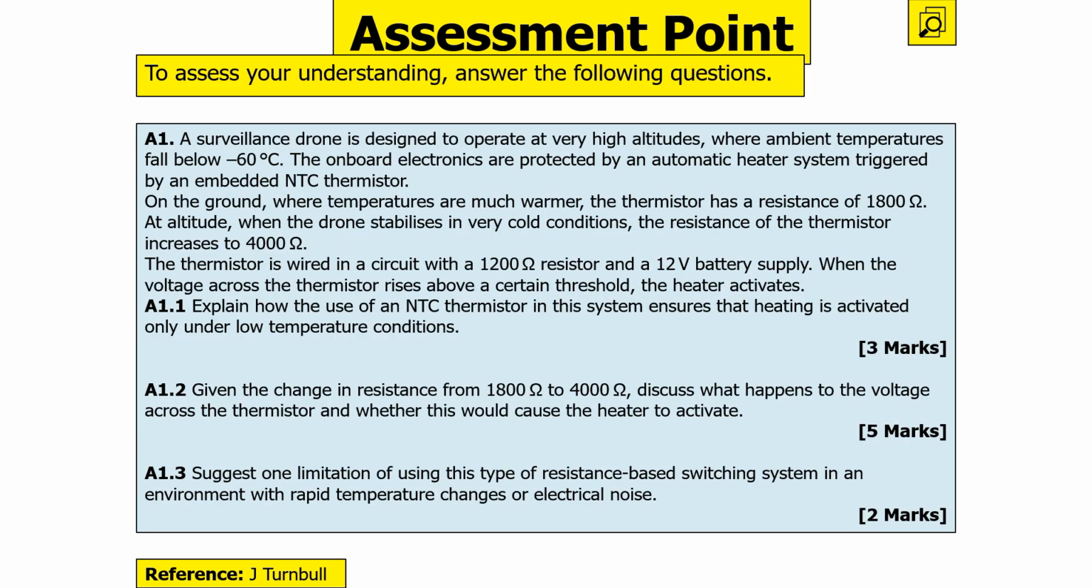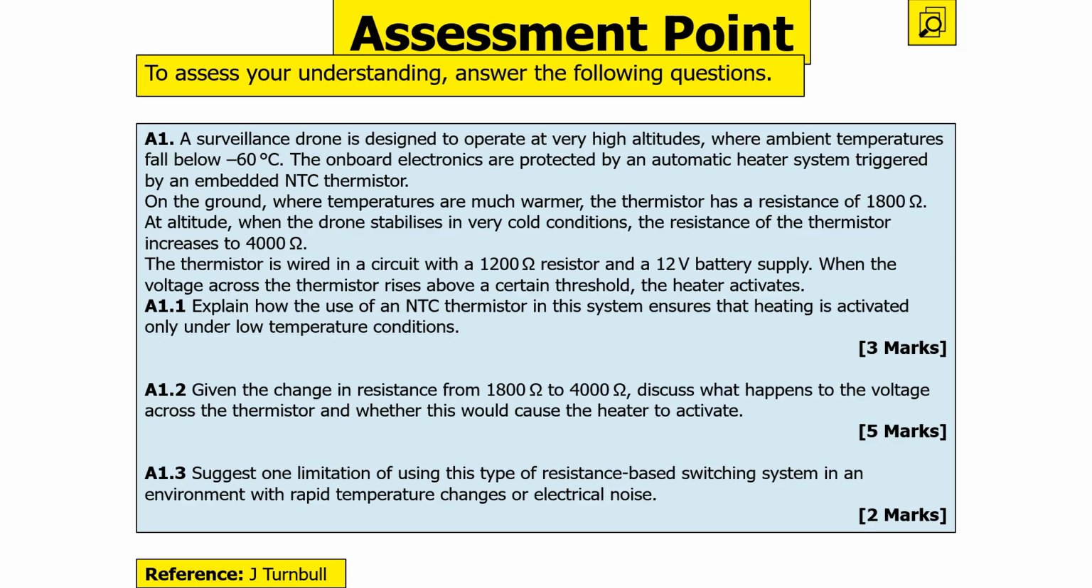So the next question says, a surveillance drone is designed to operate at very high altitudes, where ambient temperatures fall below minus 60 degrees Celsius. The onboard electronics are protected by an automatic heater system triggered by an embedded NTC thermistor. On the ground, where the temperatures are much warmer, the thermistor has a resistance of 1,800 ohms. At altitude, when the drone stabilizes in very cold conditions, the resistance of the thermistor increases to 4,000 ohms. The thermistor is wired in a circuit with a 1,200 ohm resistor and a 12-volt battery supply. When the voltage across the thermistor rises above a certain threshold, the heater activates.